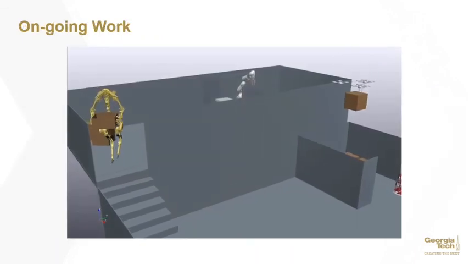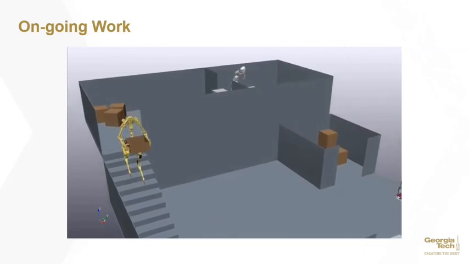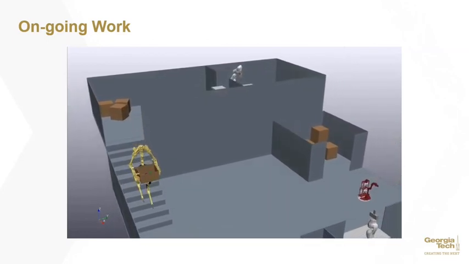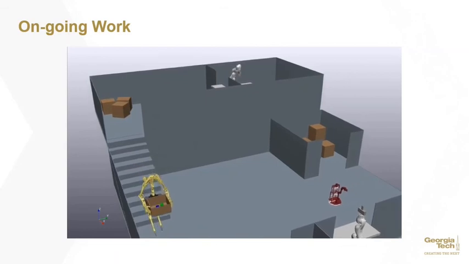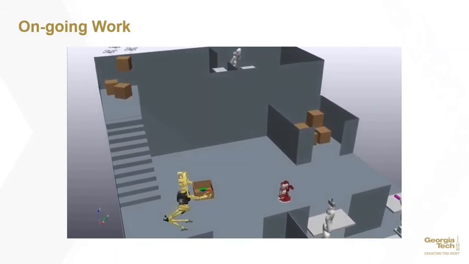In future work, we would like to simulate Cassie in a more cluttered environment, where Cassie interacts with other robots while avoiding multiple dynamic obstacles, with guarantees on safety and task completion. Here, we show Cassie in a warehouse environment.